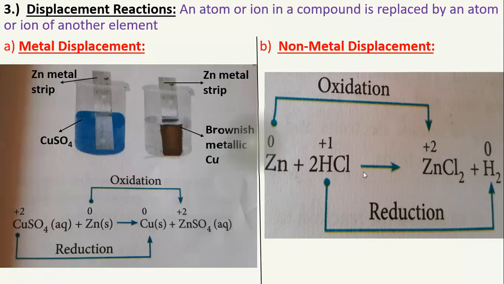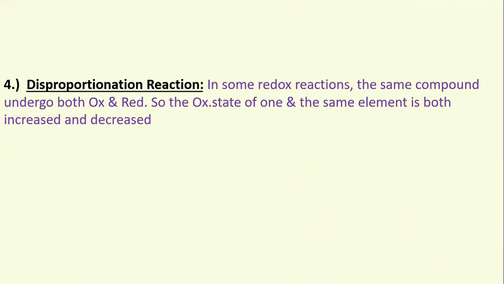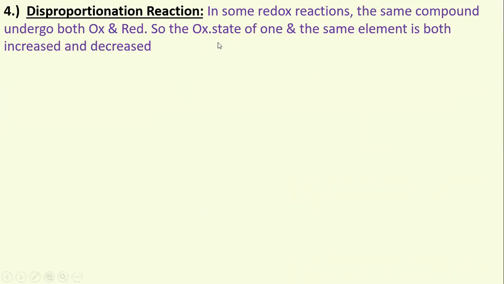Now we'll move on to the fourth type, the disproportionation reaction. This disproportionation reaction is nothing but, in some redox reactions, the same compound undergoes both the oxidation and the reduction process. At a time it undergoes the same process. So the oxidation state of one and the same element is both increased and decreased. The same element will have different oxidation states. It will get increased and also decreased. That is said to be the disproportionation reaction.